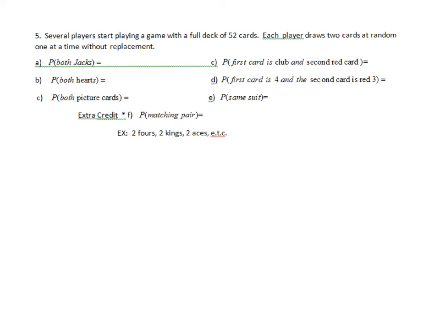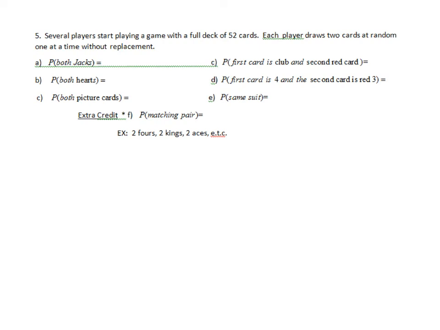All right, now this problem is number 5 on the sheet. And I thought that I should give you a problem with a deck of cards, because this is where we see the counting principle for probability most often. Okay, so several players start playing a game with a full deck of 52 cards. Each player draws two cards at random, one at a time, without replacement.